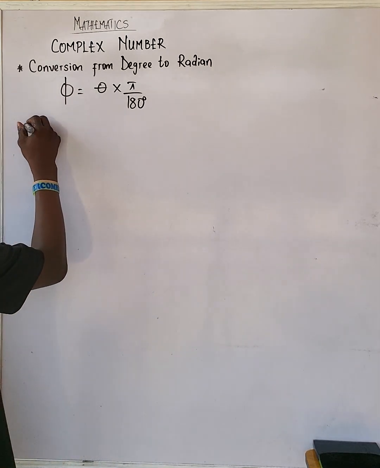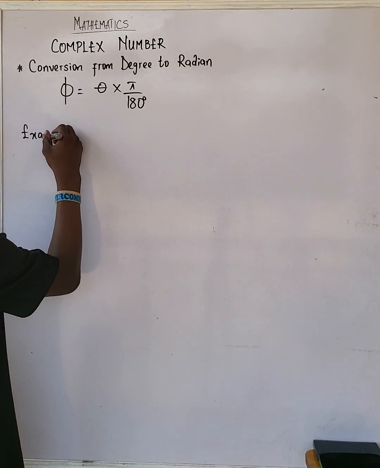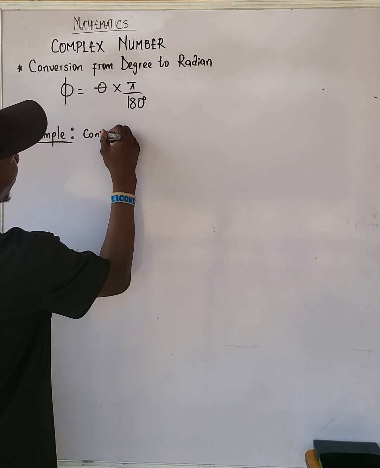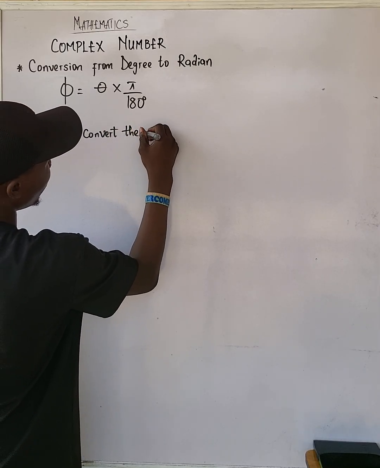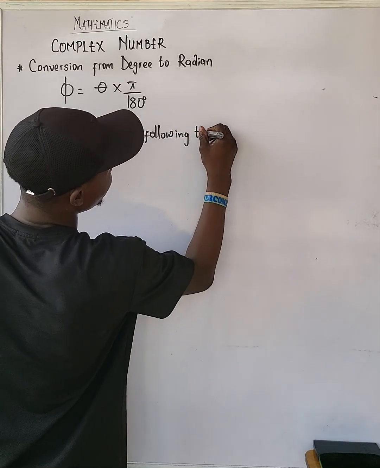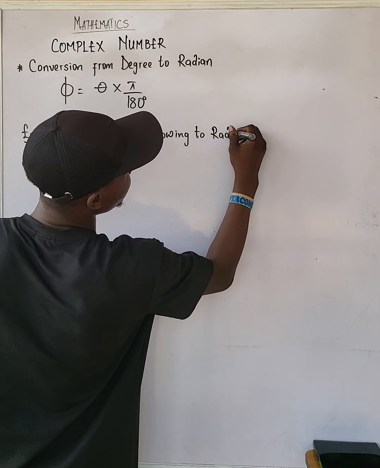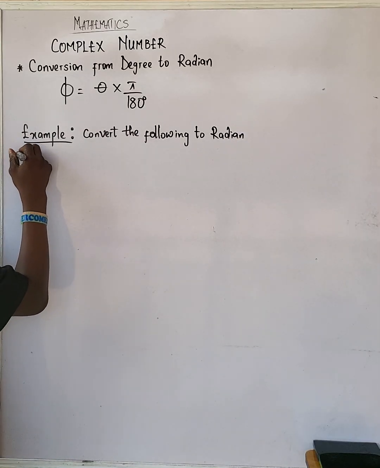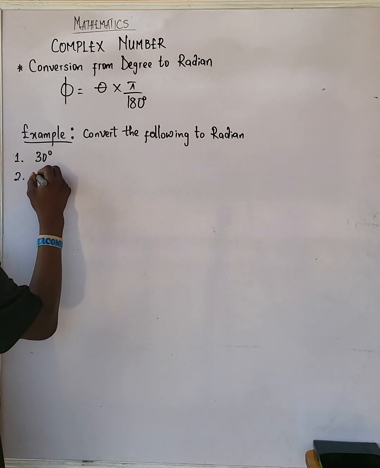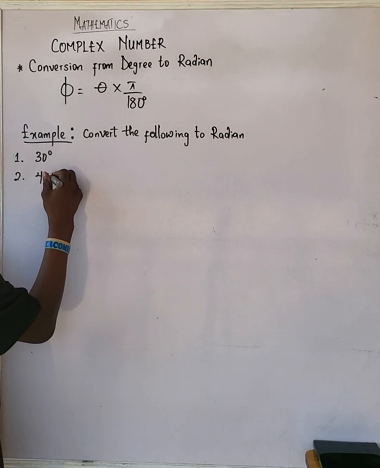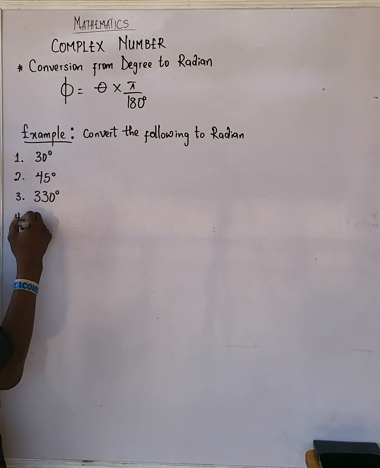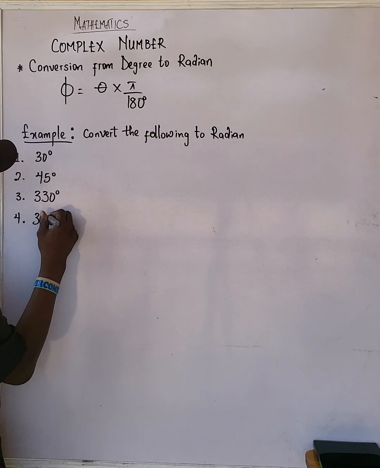Now, let's pick an example. It says convert the following to radian. So we have to convert the following to radian. Now we are given 1. We are given 30 degree. 2. We are given 45 degree. Then 3. We are given 330 degree. And 4. We are given 360 degree.